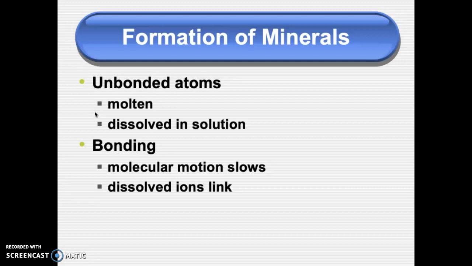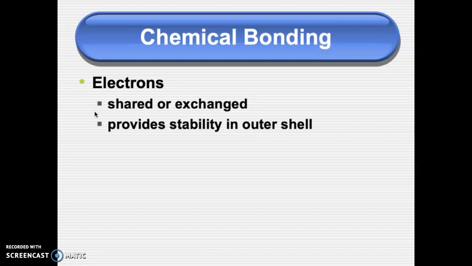So that means one of the key topics that we want to take a look at is chemical bonding. And the way chemical bonding works is described in great detail in your textbook, and I encourage you to look through your textbook to get that information. But basically, electrons in the outer shell of an atom are shared or exchanged. This provides stability in that outer electron shell, and it results in several different types of chemical bonds.